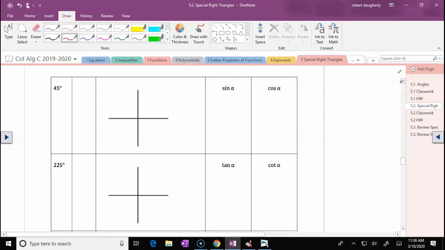Which quadrant does that leave me in? Let's change this and make it a little bit harder. Let's make it negative 45 degrees. What does that do? How do I draw a negative angle? I start here and I go this direction. So here is negative 45 degrees.